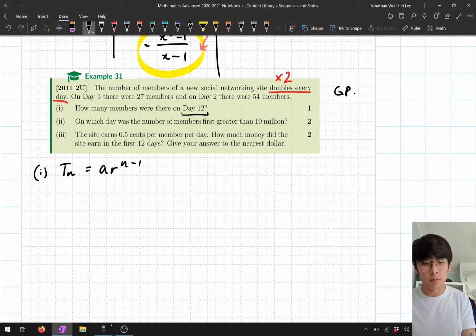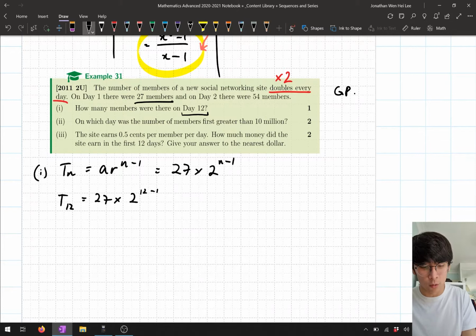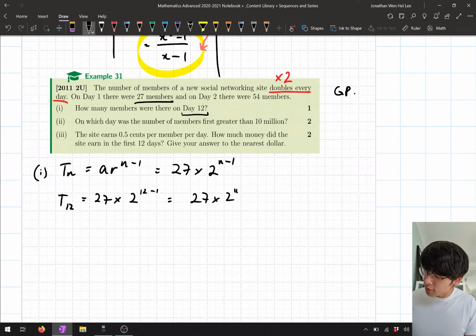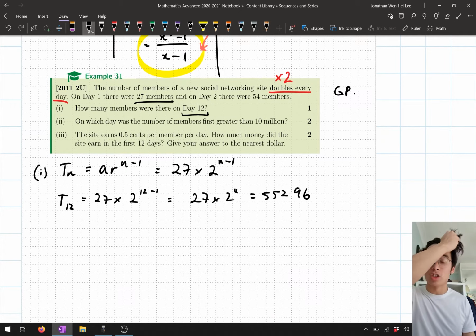So A is just our first term, which happens to be 27, times r, our common ratio, because we're doubling, that's just going to be 2, times r to the power n minus 1. And so here we want to find T12. That's going to be 27 times 2 to the power 12 minus 1, which is 27 times 2 to the power 11, which I believe gives you, I've done this in advance, 55,296, I believe. Okay, so that's the first part of this question. Here we just have to read the question really carefully. We're not trying to find the sum yet. We're trying to find how many members there were on that 12th day. So that's just T12, the 12th term.